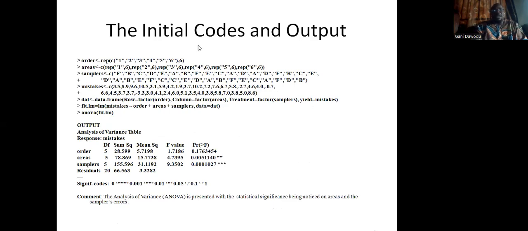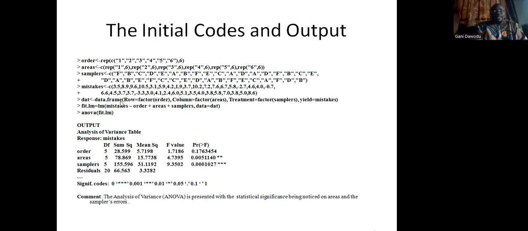Okay, initial codes and output. The order is kept inside. Replicates in this form. Then the areas will be kept in there like that. The samplers, in the order in which they are contained in the data, then there are mistakes. And this is the rate at which they're making mistakes. That's the mean of their mistakes.